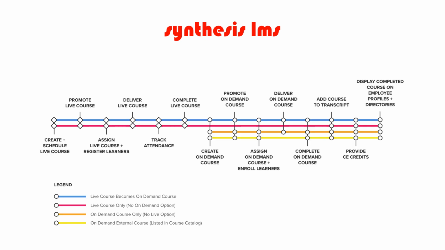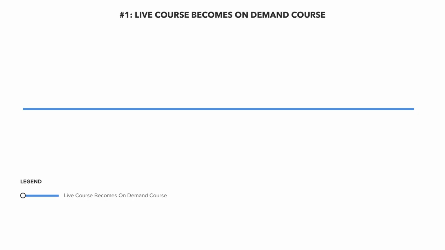Over the course of our client research, we observed 4 core desired learning and development workflows. Workflow 1, we call live course becomes an on-demand course. It starts when someone creates and schedules a live course. Now, just so we're aligned on terminology, when I say live, I mean either an in-person and/or virtual session, which is attended synchronously by your employees. And when I say course, I mean any type of learning event, from a training to a lunch and learn.